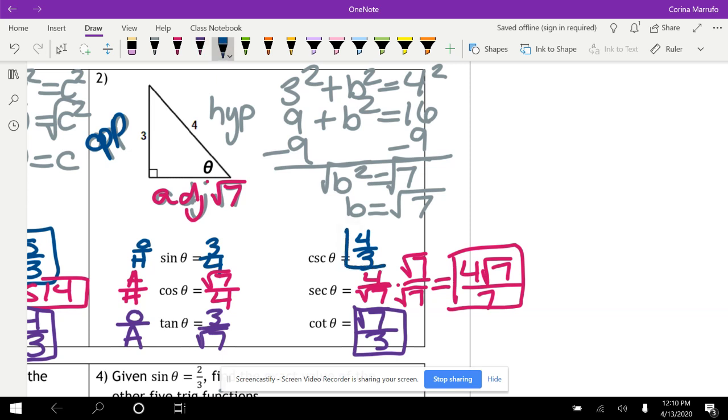I didn't box these ones. And then for the 3 divided by the square root of 7, we're going to have to rationalize that. So we're going to have to multiply the top and the bottom by the square root of 7. That ends up giving us 3 times the square root of 7 on the top. And then the square root of 7 times the square root of 7 gives you only 7. And then that is the simplified version.